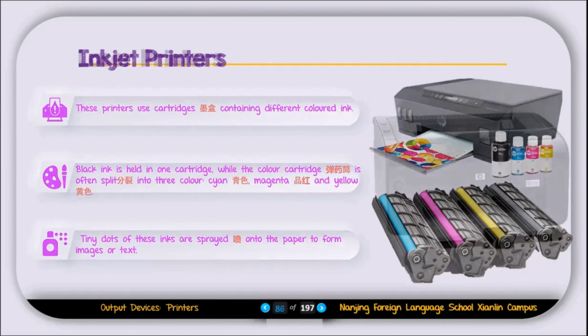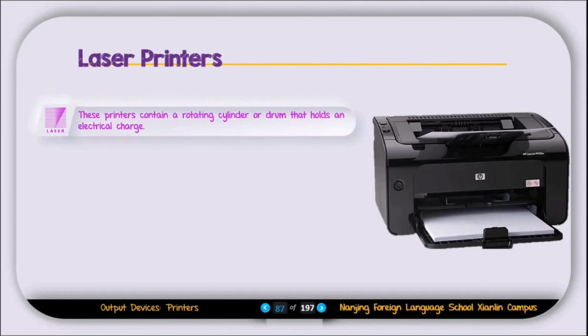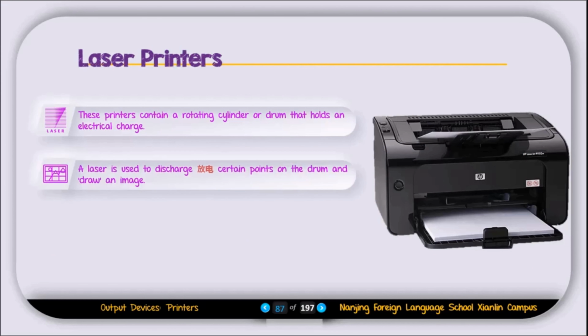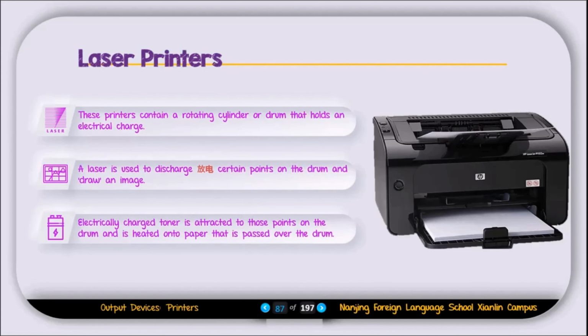The next type of printer is called the laser printer. These printers contain a rotating cylinder or drum that holds an electrical charge, and the laser is used to discharge certain points on the drum and draw an image. Electrically charged toner is attracted to those points on the drum and is heated onto the paper that is passed over the drum. There's a very nice video that illustrates how those different printers work. I suggest you go to YouTube and watch that video, and you will understand how each printer works.